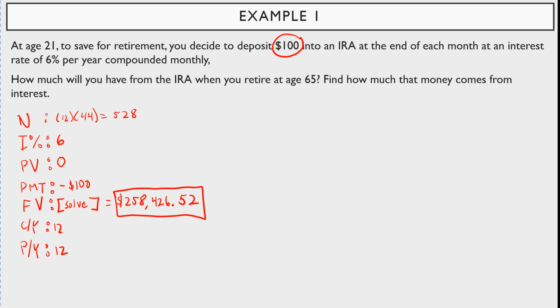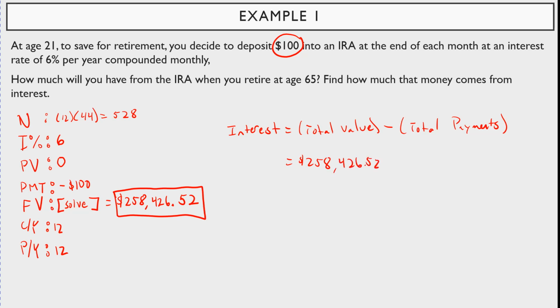And then how much of that money comes from interest? Well, that's going to be the total value in your account minus the total payments. So you're going to take what's in my account, $258,426.52, minus $100 times 12 every month, for how many years? For 44 years. So how much did you make just from interest?